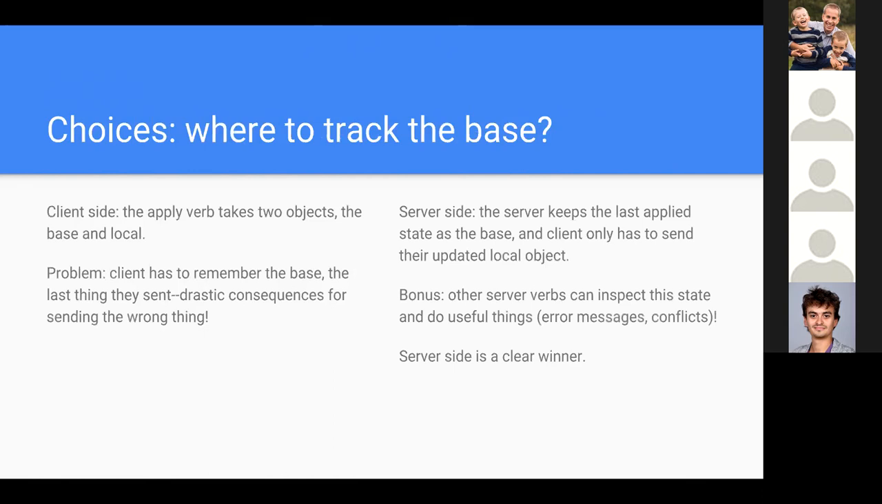So if the server is doing the computation, then because the three-way merge has a base object, we have to figure out how to track this. There's basically two options, and I include this for completeness. One option is when you do an apply, you send the server two objects, both the base and the local. If you do that, the client has to remember the base. If you have a source control system, it's there, but then you have to write something fancy to retrieve it from your particular source control system. And if you send the wrong base, you are going to have a bad day. So it's important to get that right.